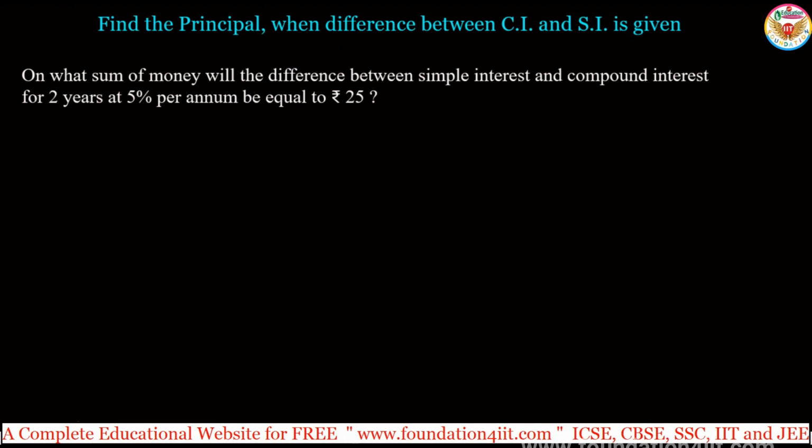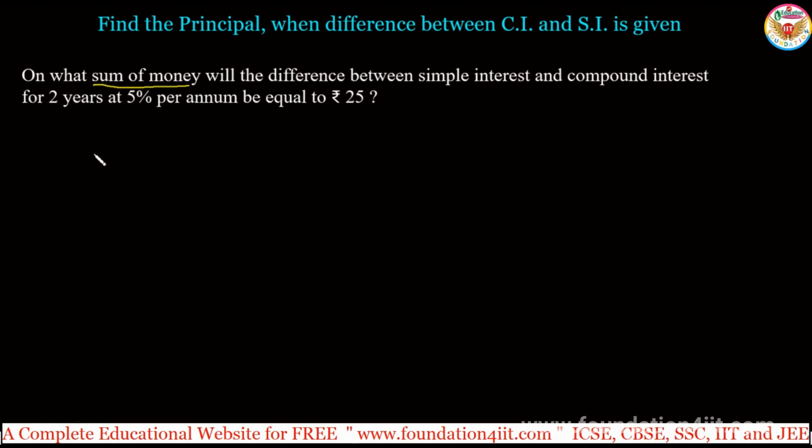Here is the question: on what sum of money will the difference between the simple interest and compound interest for 2 years at 5% per annum be equal to 25 rupees? On what sum of money means you have to find the P value. So let us find the compound interest and simple interest separately first. Then the difference between them is equal to 25.